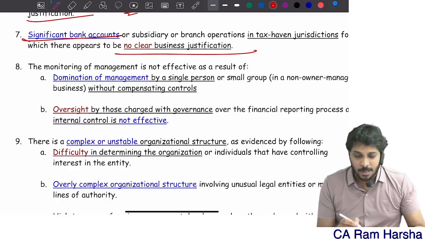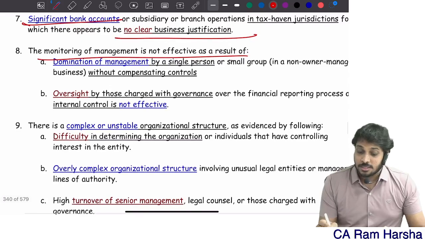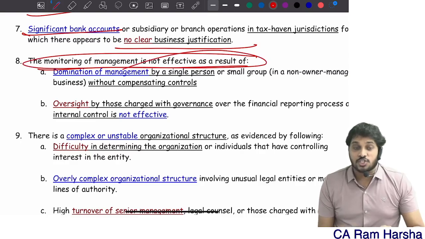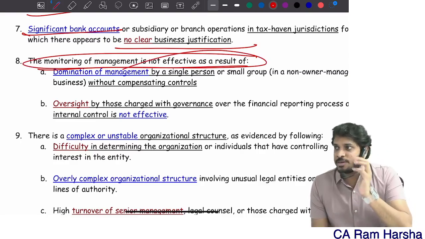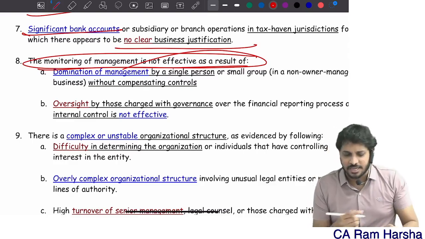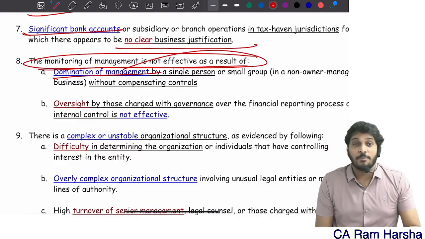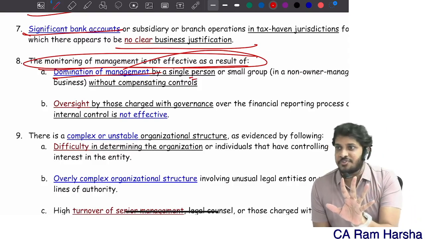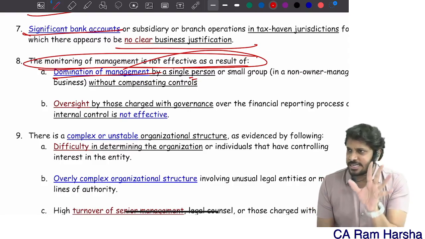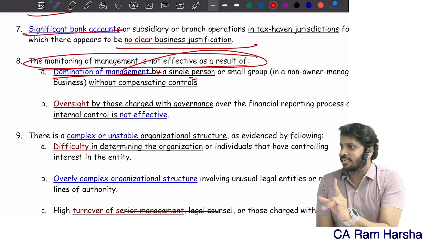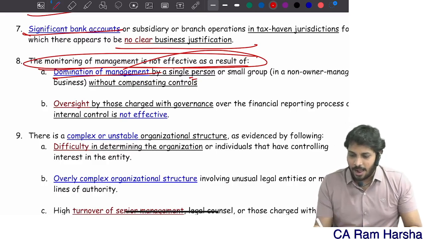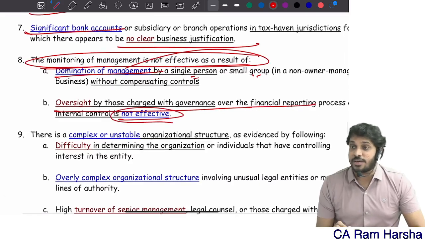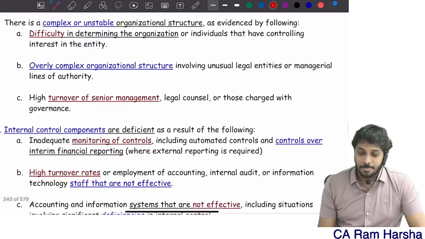What is the purpose? Monitoring of management. Sometimes there is an opportunity like this: top management monitoring is not effective. For example, domination of management by a single person. Take Reliance Group itself. Though there are 12, 14 directors, only the Ambani family will dominate the entire decision making process. Getting it? And oversight by those charged with governance and the financial reporting process where controls are not effective.